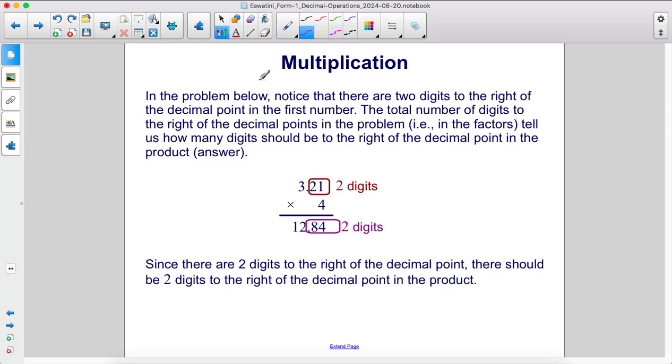In the problem below, notice that there are 2 digits to the right of the decimal point in the first number. The total number of digits to the right of the decimal points in the problem, i.e. in the factors, tell us how many digits should be to the right of the decimal point in the product, or answer. Since there's 2 digits to the right of the decimal point in the factors up here, there should be 2 digits to the right of the decimal point in the product.